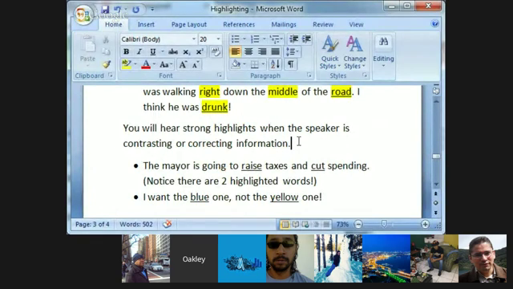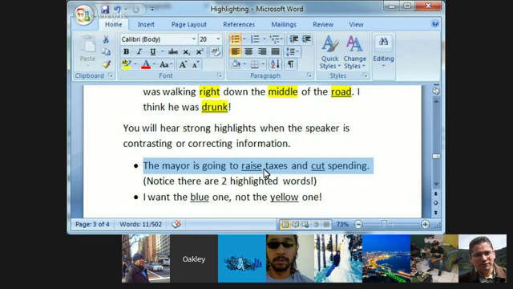Marcus, are you still here? No. Philip, try this first sentence. The mayor is going to raise taxes and cut spending. Okay. The mayor is going to raise taxes and cut spending.